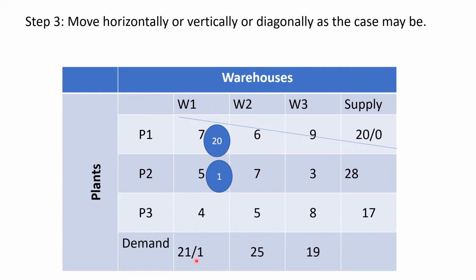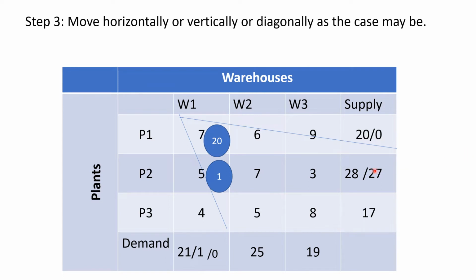Here the demand is 1 and availability is 28. So how much will I be able to allocate here? 1, the minimum of the two. As I allocate the minimum of the two, that is 1, to this cell, the demand becomes 0 and the supply 28 gets reduced to 27. Once the demand becomes 0, I'm going to strike out the particular column. So this is how.